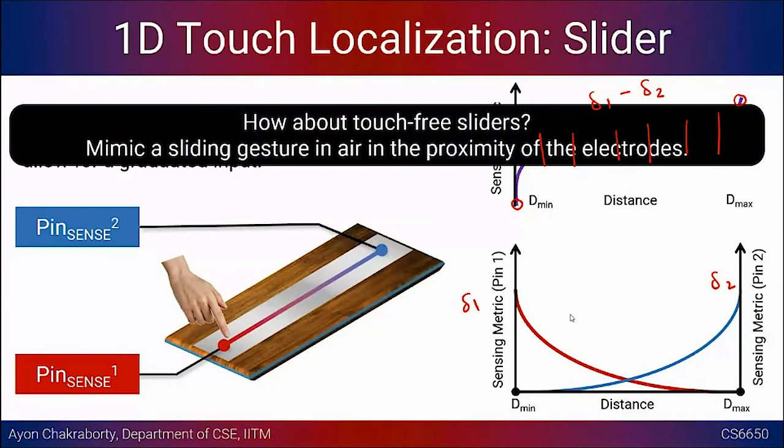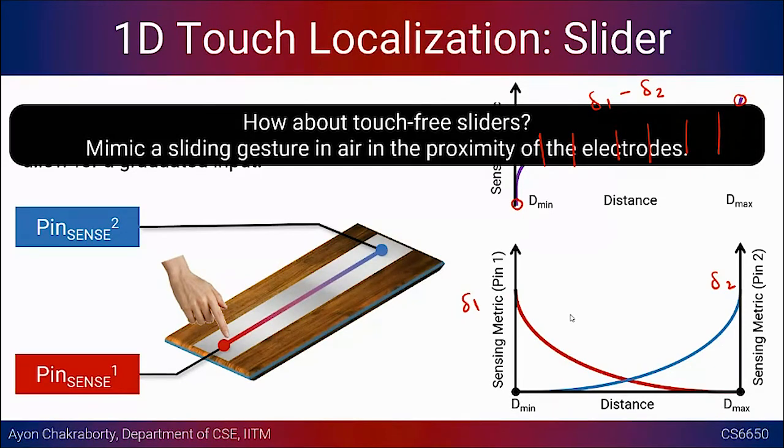Okay, so you can also do it for touch-free sliders. You can just simply mimic a sliding gesture in the air in the proximity of the electrodes. That could also work theoretically. It's just that you have to tune the system for doing touch-free interaction. Okay, so this is one example where you can do this 1D touch localization, and a common example is a slider, which is a pretty common HCI interface, something you can realize using physical objects.